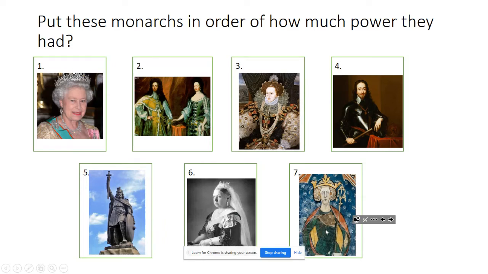So what I want you to do is put these monarchs in order of how much power they had. Really think about it. How much power does each of these monarchs have? Tell me how much power you think they had, and then put them in order. Can you tell me why the person at the top has the most power and why the person at the bottom has the least power? Spend 6 minutes doing this and come back to me.